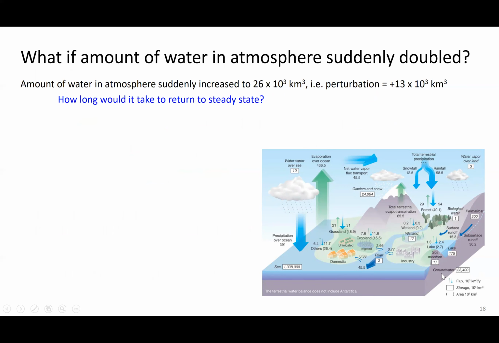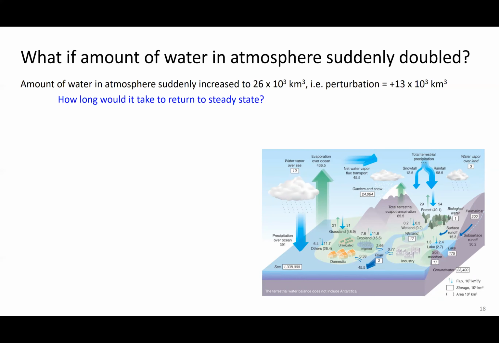So let's take this one step further. Let's imagine if the amount of water in the atmosphere was suddenly doubled for some reason. So we suddenly increase the amount that's in the atmosphere. You remember our diagram of the hydrological cycle, showing 13,000 cubic kilometres of water in the atmosphere. What if for some reason that was suddenly doubled to 26,000 cubic kilometres of water in the atmosphere? So that's a perturbation size, or an excess amount of water, of 13,000 cubic kilometres in the atmosphere.